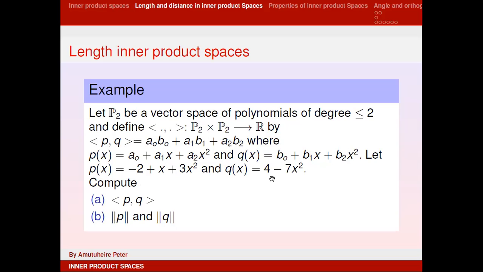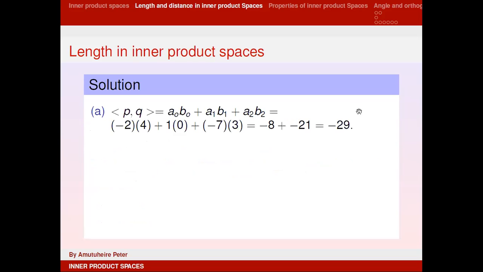-2 times 4 plus 1 times 0, because the coefficient of x here is 0. In other words, we don't have x in Q. Then plus 3 times -7, and that gives us this as the value of the inner product of P and Q. Is that okay?